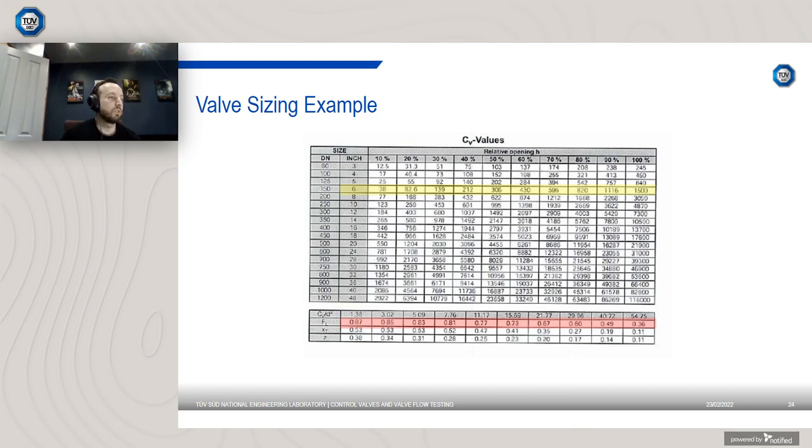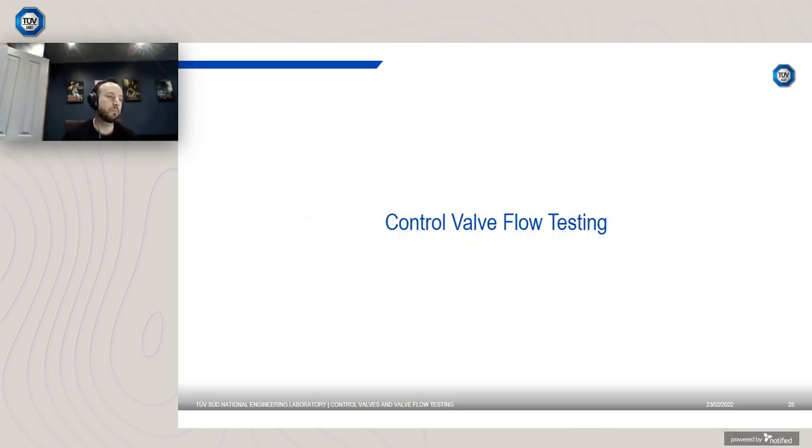You'll also notice that it provides FL data as well. So the next section is going to be on valve flow testing and how we actually calculate these numbers. Where does the CV and where does the FL number come from? Which brings us on to flow testing.